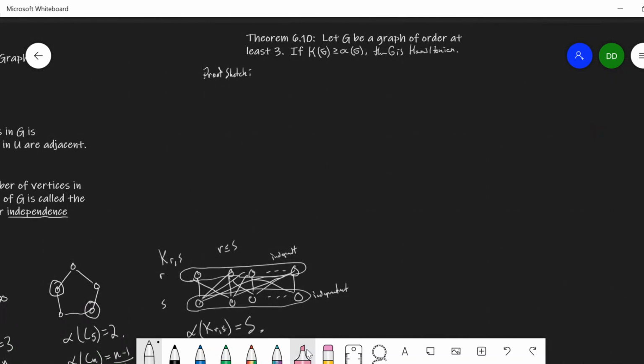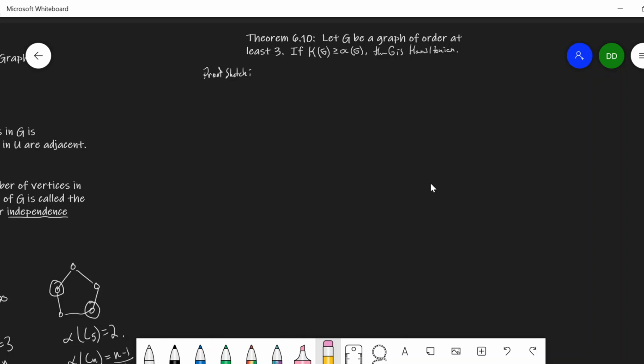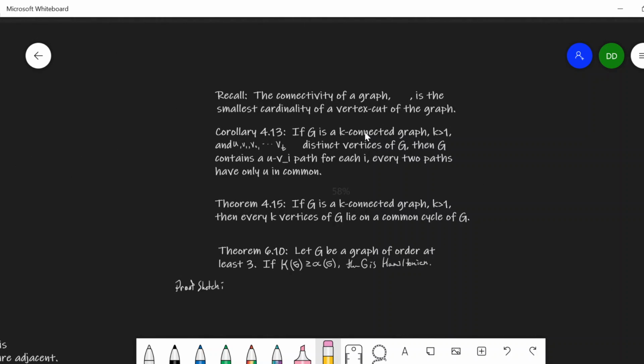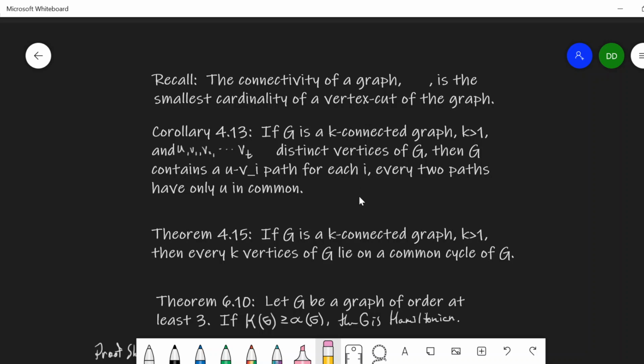Okay, so I'm going to erase this because I think I went a little bit outside my borders here for this next proof. So I want to remind you of a couple concepts and key theorems and corollaries from connectivity. So remember the connectivity of a graph. Connectivity of G, remember the symbol we use for that is kappa, is the smallest cardinality of a vertex cut of the graph. And we had a couple corollaries and theorems that went with this that we'll find useful for proving this theorem below.